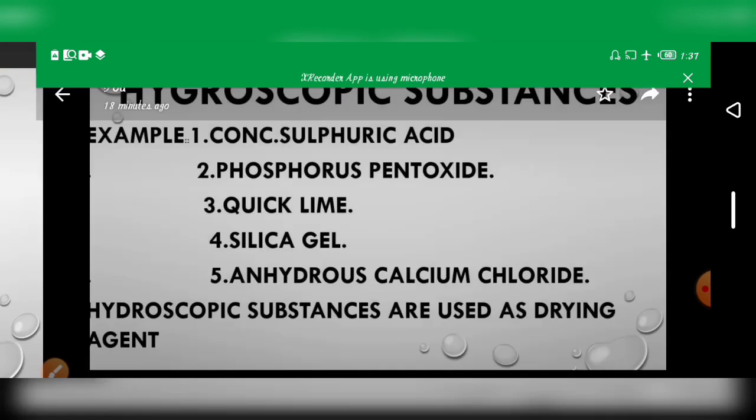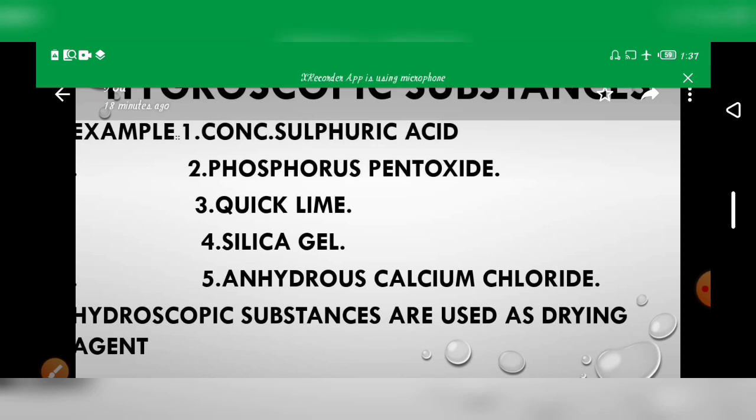Okay, some of the substances are given here. That is concentrated sulfuric acid, H2SO4. Phosphorus pentoxide, P2O5. Quicklime, CaO. Silica gel, SiO2. Anhydrous calcium chloride, CaCl2. These hygroscopic substances are used as drying agents. Whenever you put them where moisture will be present, it will be dried, meaning we use these types of substances to absorb the water molecules.